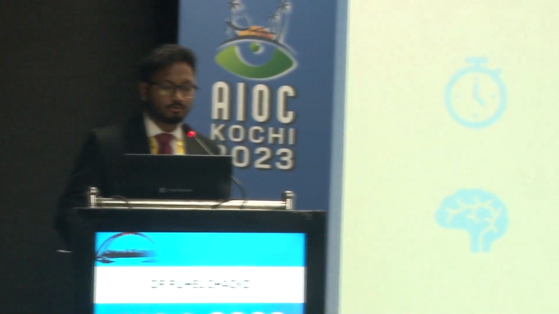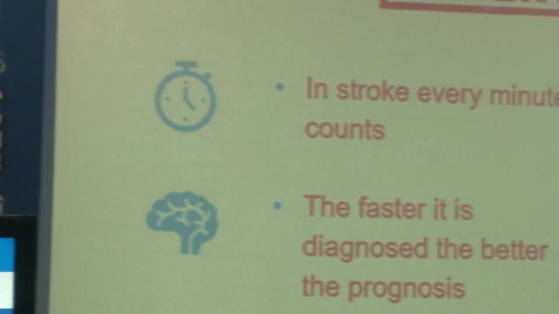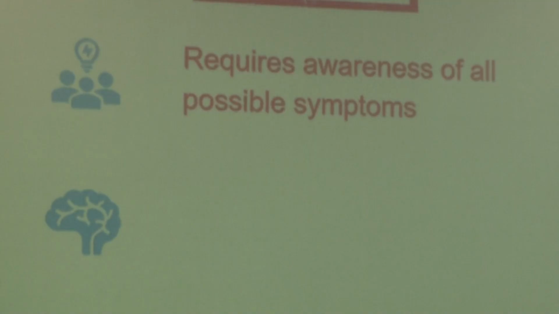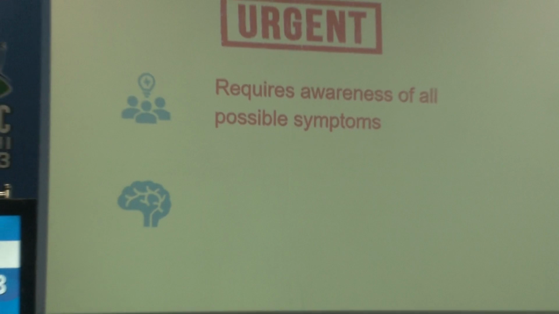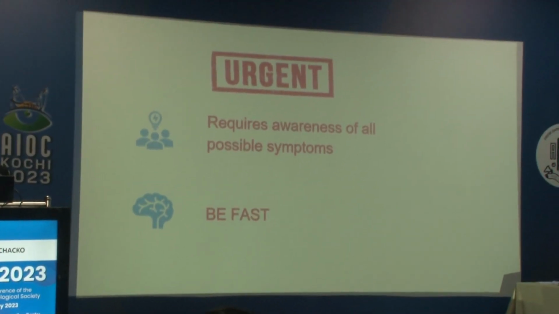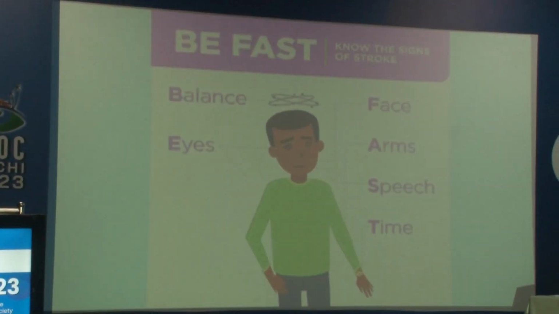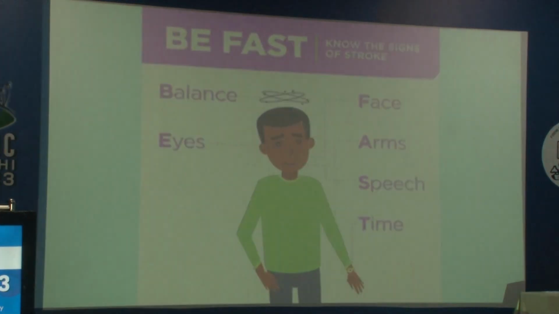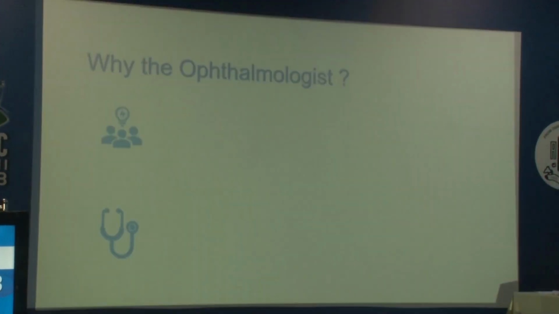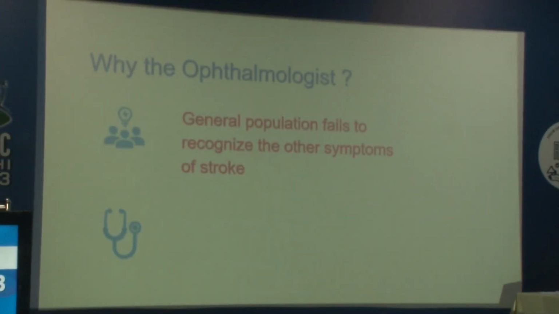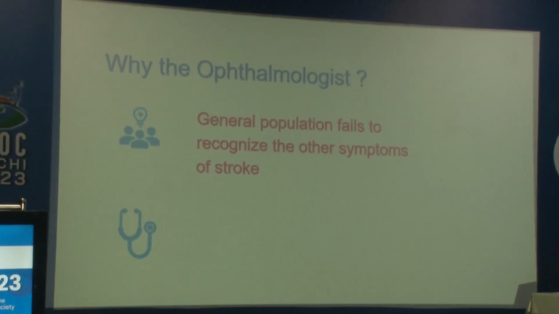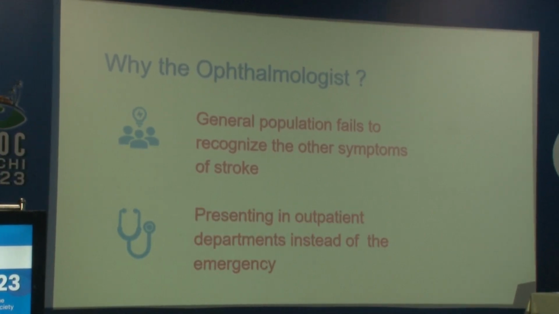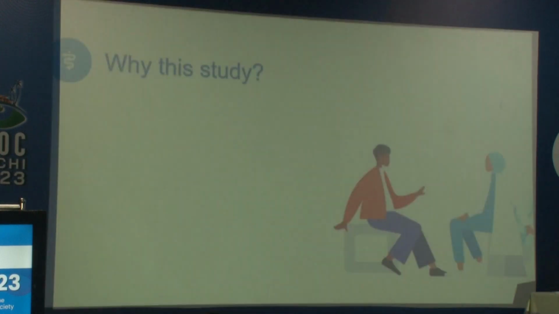As we all know, in stroke, every minute counts. The faster it is diagnosed, the better the prognosis. And this requires awareness of all possible symptoms of stroke, and therefore the acronym BE FAST, which includes face, arms, speech, time, and also balance and eyes. The general population fails to recognize the other symptoms of stroke apart from the motor symptoms, and therefore may present in an outpatient department instead of the emergency, and even to an ophthalmologist.